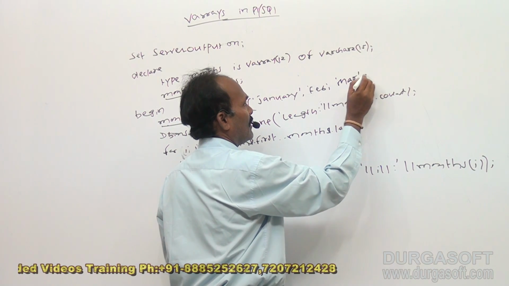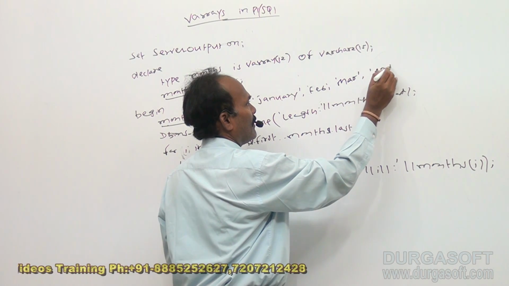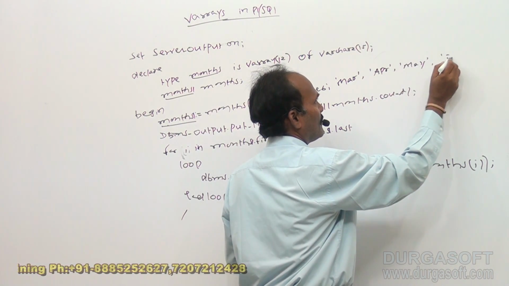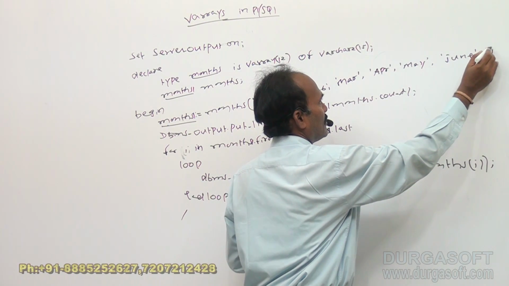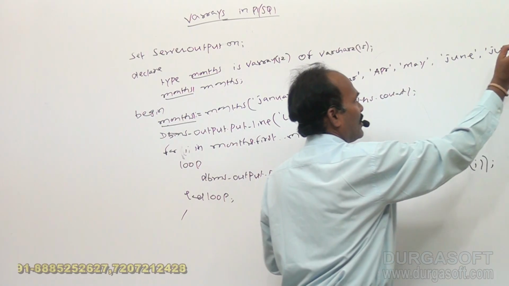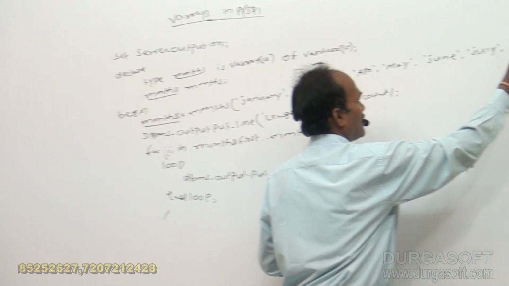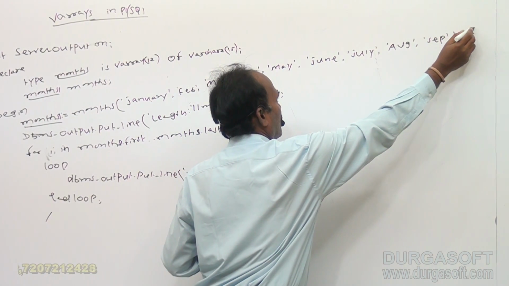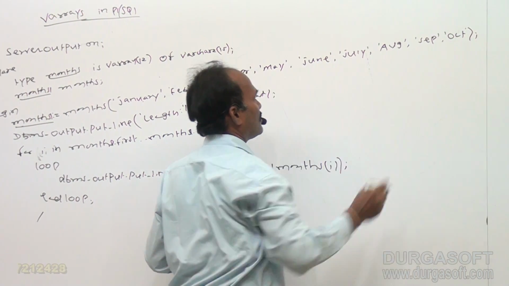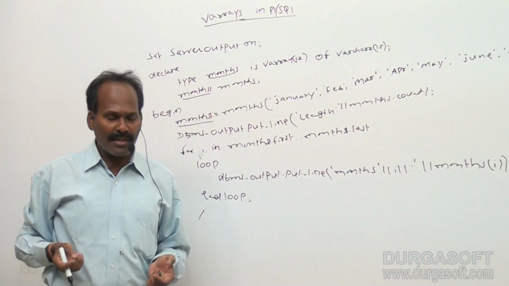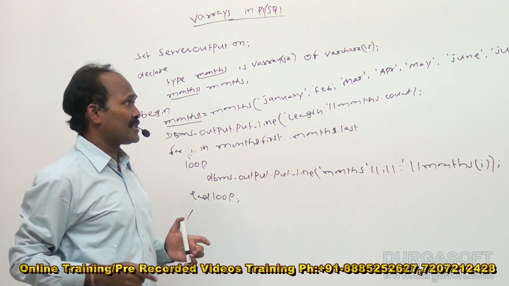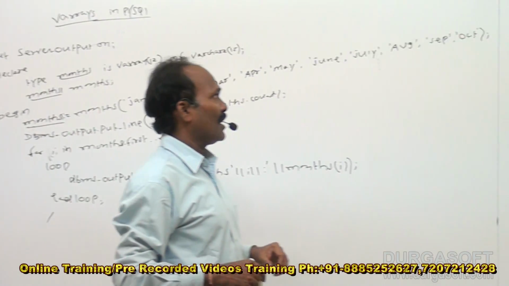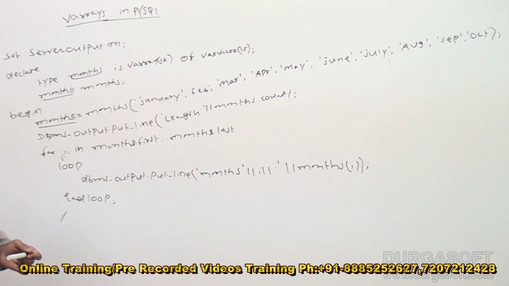March, April, May, June, up to July, and you can use August, September and October. Like this we can store any number of months, but the max is 12 months. I have stored up to October, which means 10 values: January, February, March, April, May, June, July, August, September, October. The max capacity is 12.